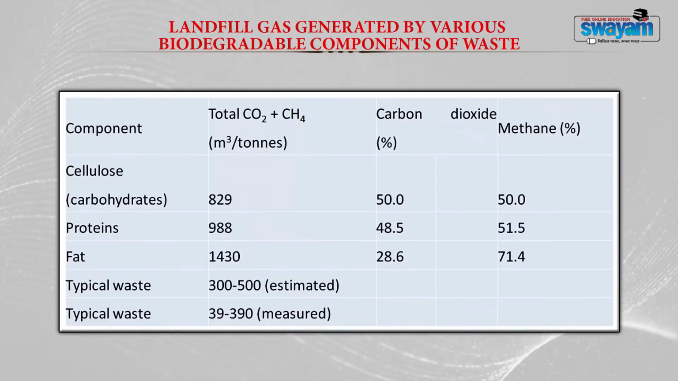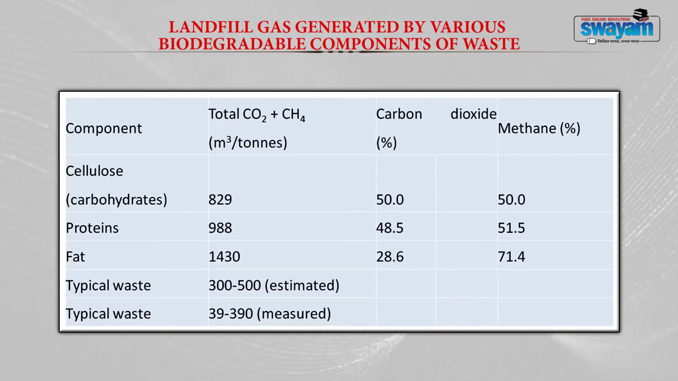Now, this table summarizes the landfill gas generated by various biodegradable components of the waste material. For example, if you have a high amount of carbohydrates in your waste, that results in generation of around 829 meter cube per ton of waste. Proteins generate 988 meter cube per ton, and fats generate 1430 meter cube per ton. So, depending upon the proportion of these compounds in the waste, the amount of gas production will also be higher.